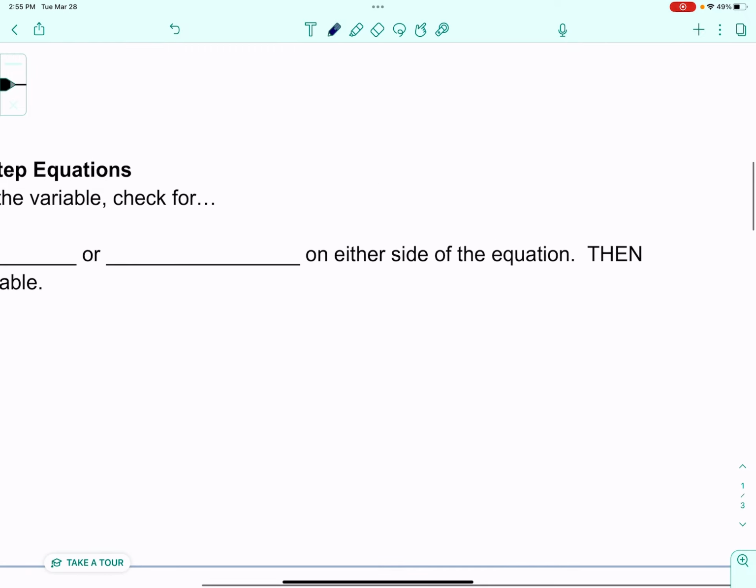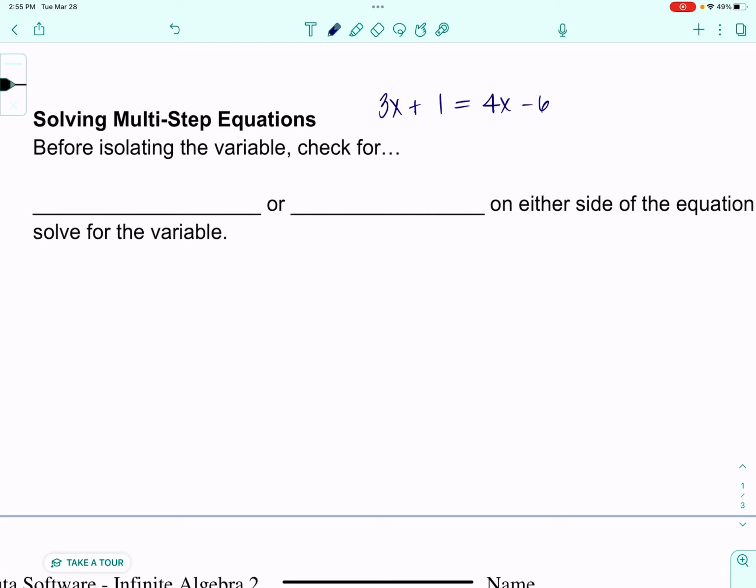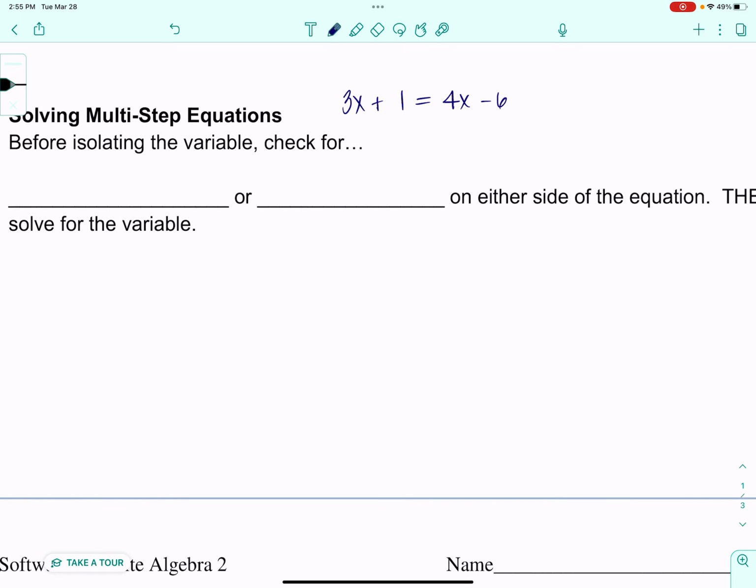Remember, an equation is two mathematical expressions with an equal sign in the middle. It might look like 3x plus 1 equals 4x minus 6. Our goal when we solve equations is to isolate the variable. That will give us the one number, or allow us to solve anyway, for the one number in the entire universe that makes that equation true.